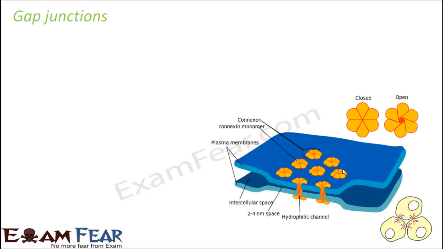The third and the last type of junction is gap junctions. So what is a gap junction? Let us have a look. These are junctions that provide direct connections between the cells. What kind of connection are we talking about here? A bridge is formed between the two cells such that the cytoplasm of one cell can interact with the cytoplasm of the other cell.